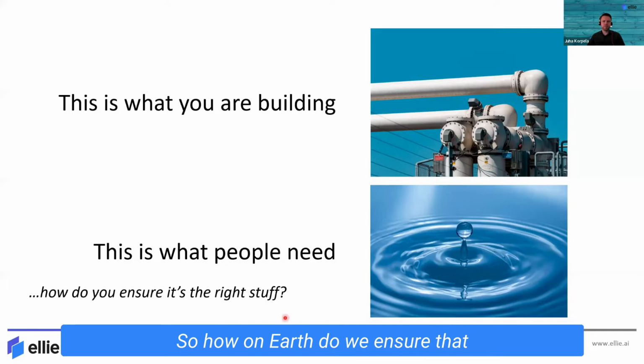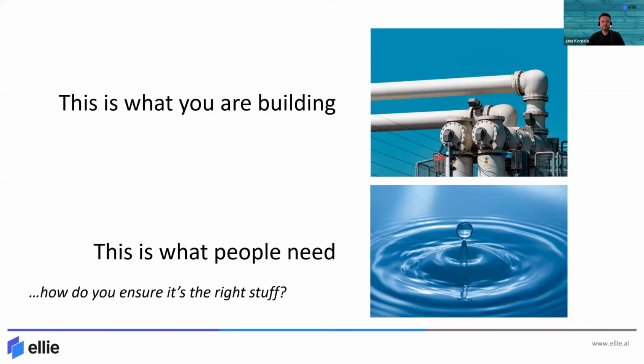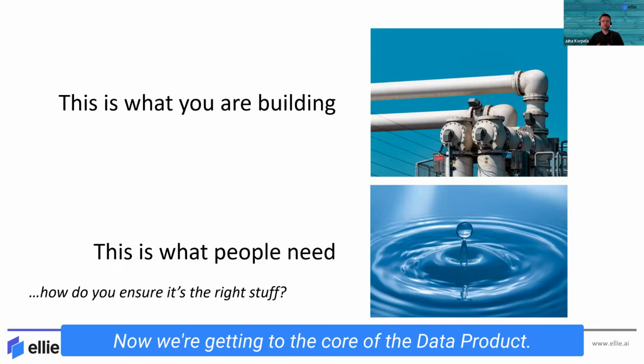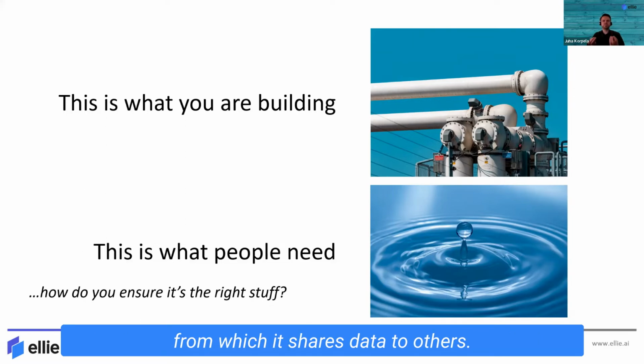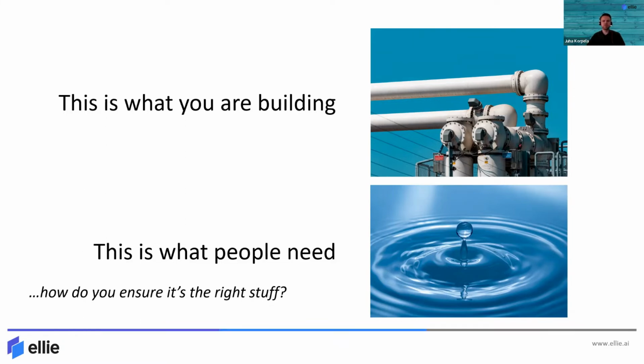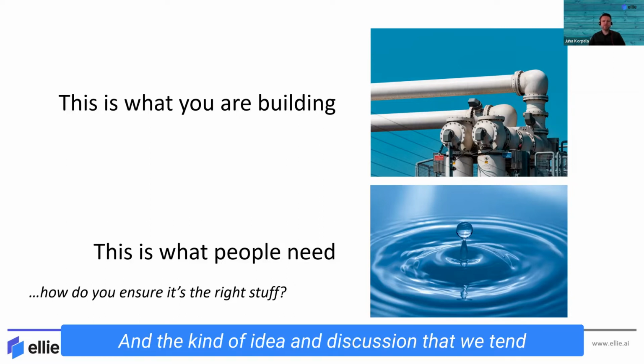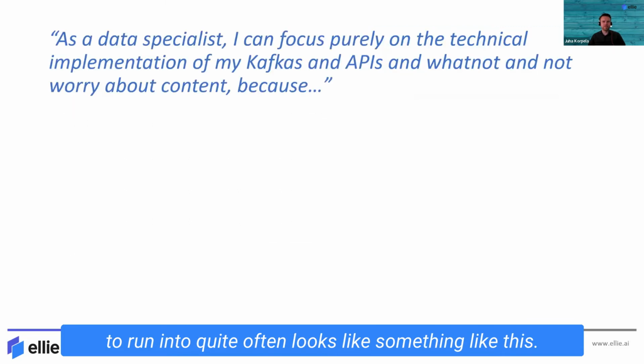So how on earth do we ensure that the stuff that flows in those pipelines is actually the stuff that people need? Now we're getting to the core of the data product. So the invoicing domain has a bunch of data products from which it shares data to others. So what do we do? And the kind of idea and discussion that we tend to run into quite often looks like something like this.